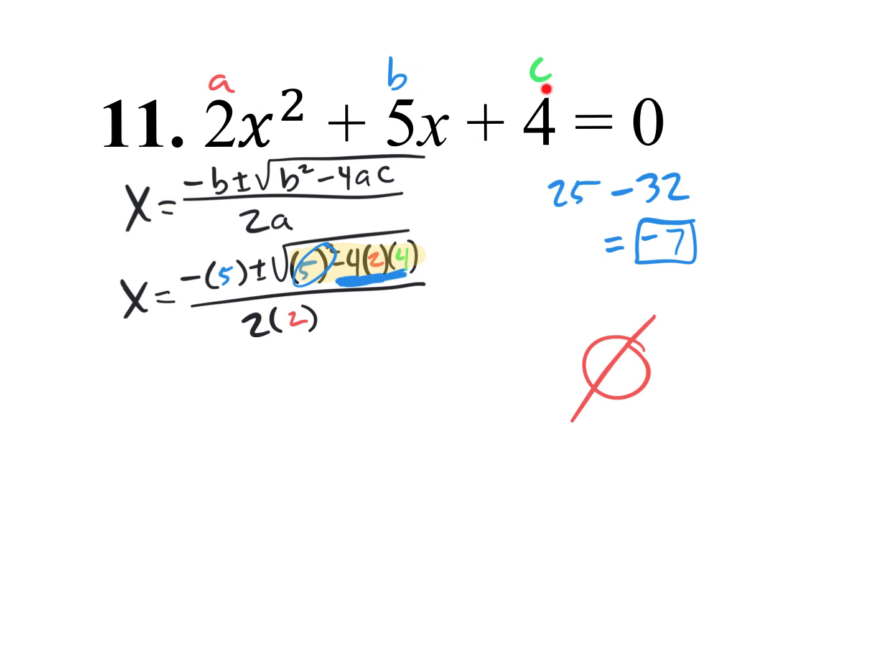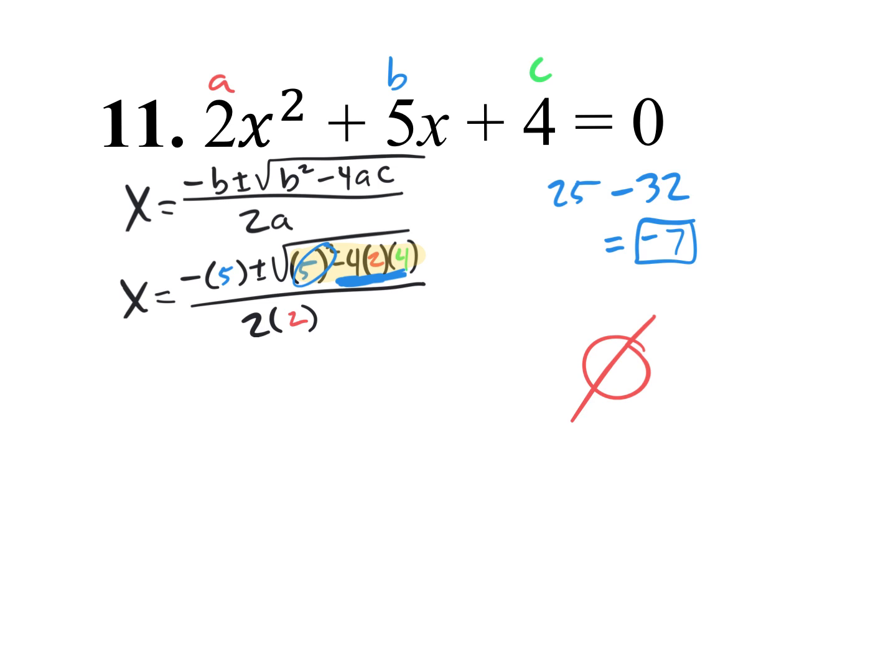If you were to graph this, you would see that the parabola opens up because the A value is positive, and the vertex will be above the x-axis, which means that it doesn't have any x-intercepts. It does not cross the x-axis, which means that it doesn't have any answers. That's why we say no solution.